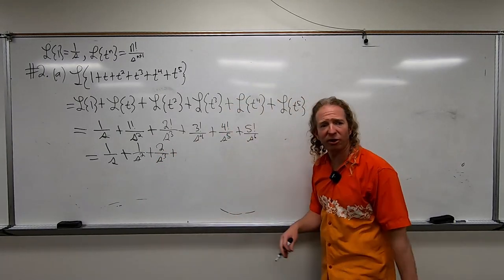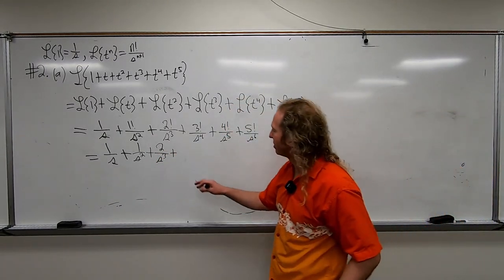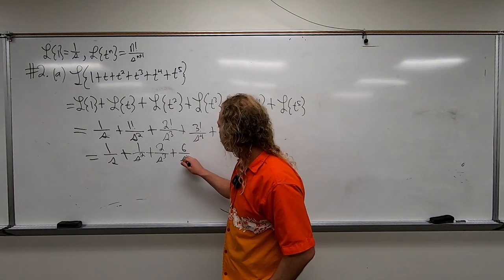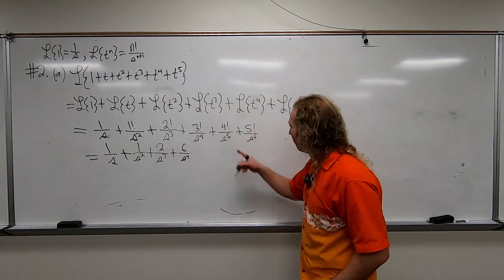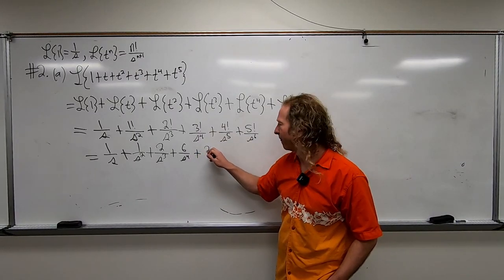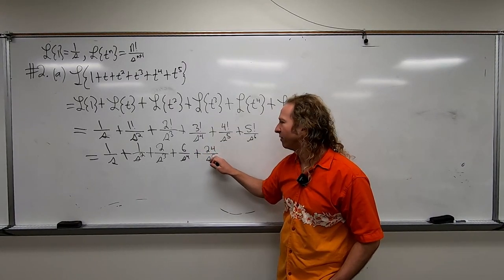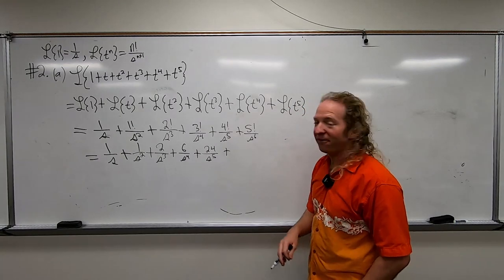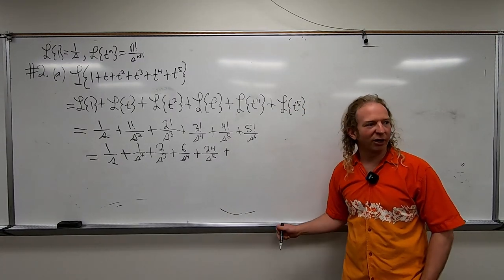What's 3 factorial? Do you all know? 6, yeah, so it's 6 over s to the 4 because it's 3 times 2 times 1, right? 4 factorial is 24 over s to the 5. 5 factorial is 120.